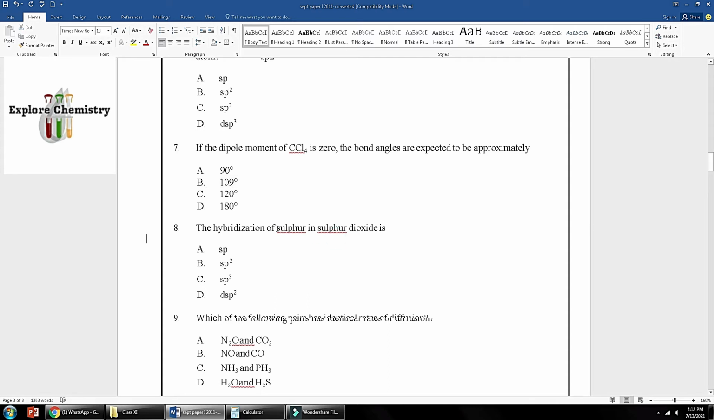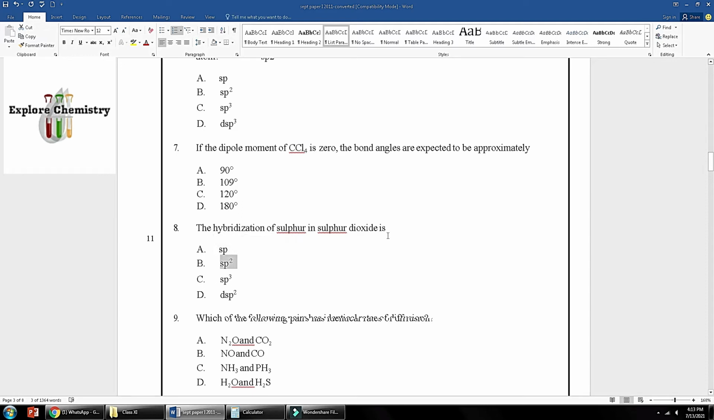Sulfur, whenever it makes sulfur dioxide, 2 oxygen atoms are connected through double covalent bonds, and in case of double covalent bond, hybridization is sp2. So sp2 hybridization is present in sulfur in case of sulfur dioxide.